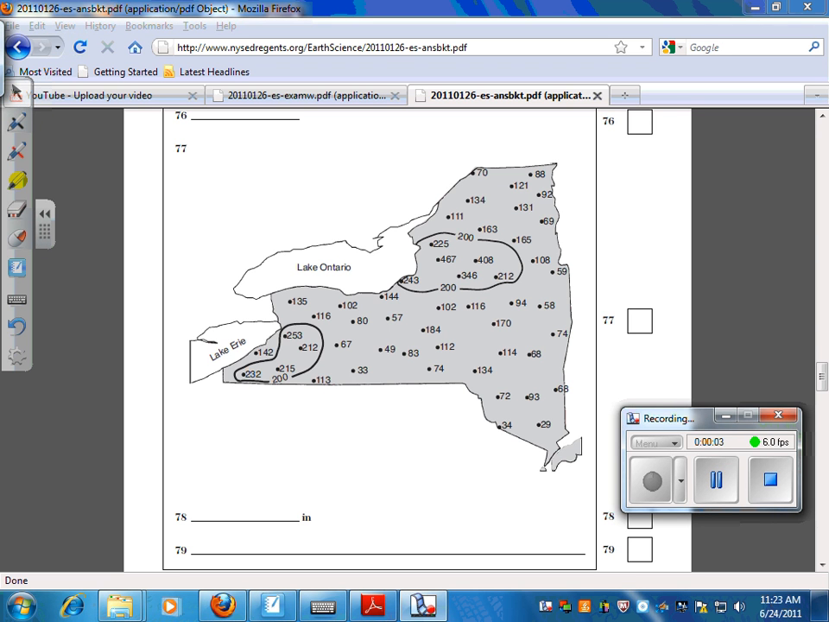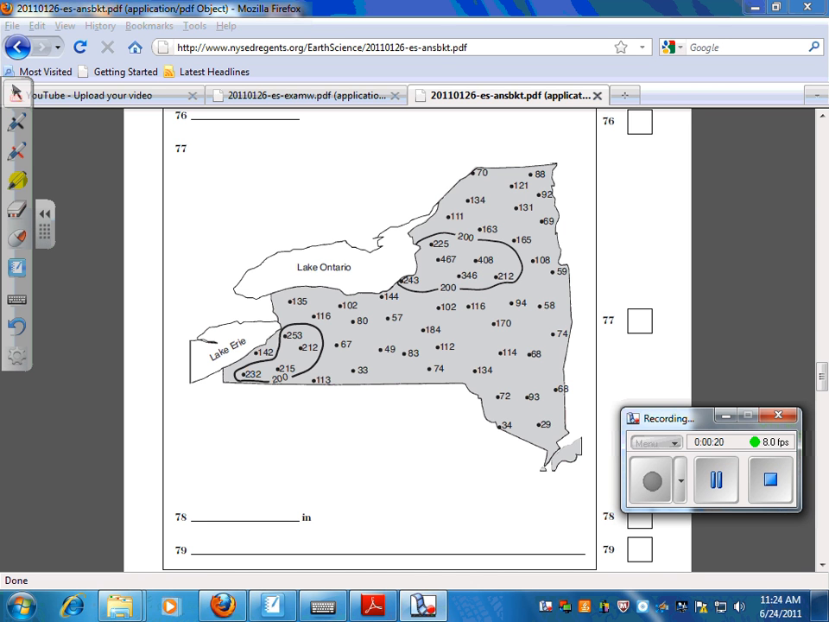Here we are looking at one of the most common constructed response questions on the Earth Science Regents. You will be provided a map with data, and you need to draw in an isoline. In other words, you need to draw in a line that connects points of equal value.